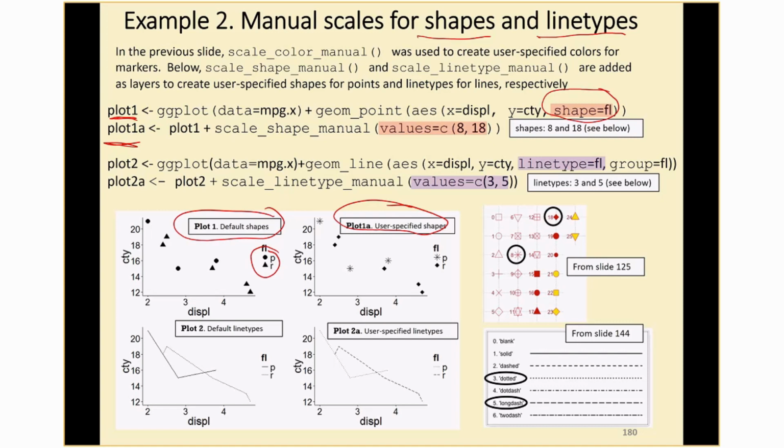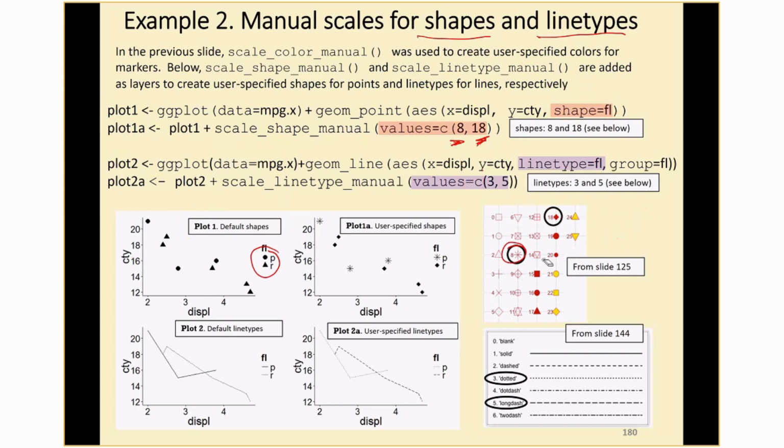And so I'm going to use scale shape manual. And there's its open and close parenthesis. There's the keyword values. And then I'm going to provide a vector with two numbers that will indicate the shapes that I want to have for those two different fuels. So in this particular case, I've said 8 and 18. And so remember that shapes are numbered. We saw this before. So there's my 8, and there's the 18. And again, order matters. So the 8 is going to go for the first one, and the 18 is going to go for the second one.